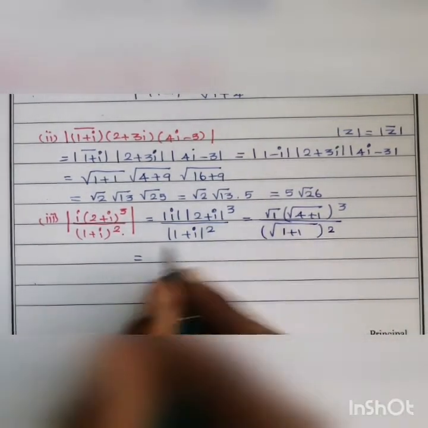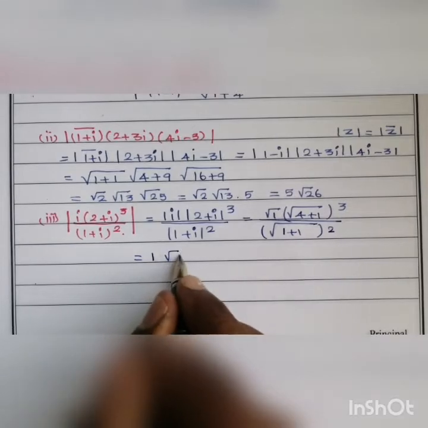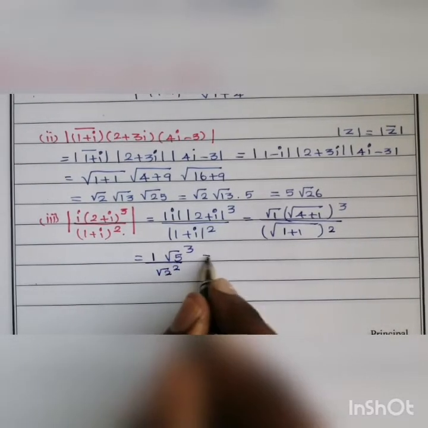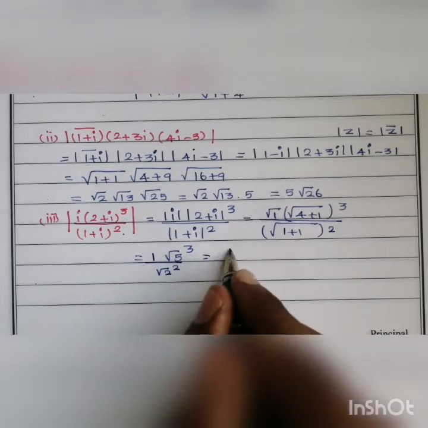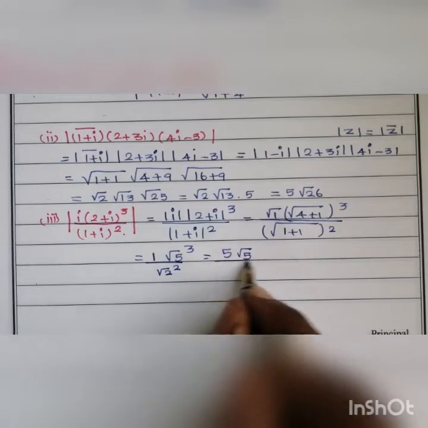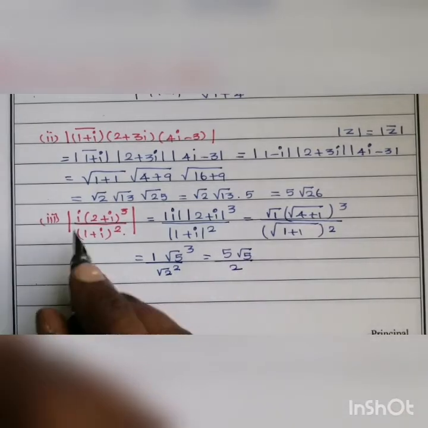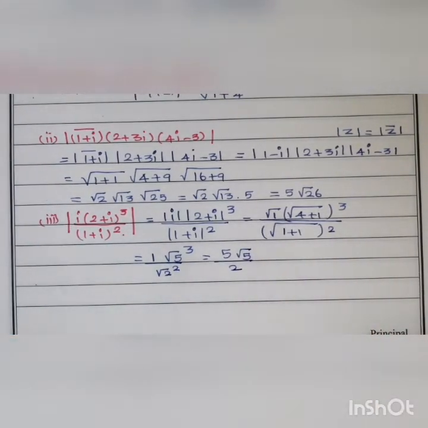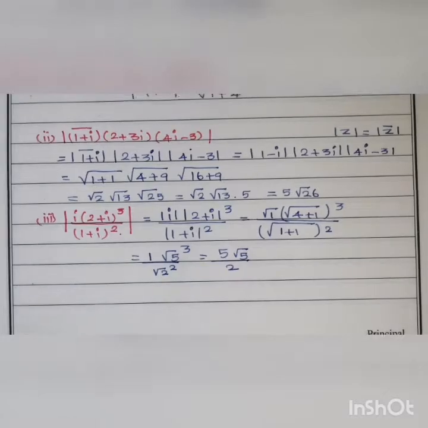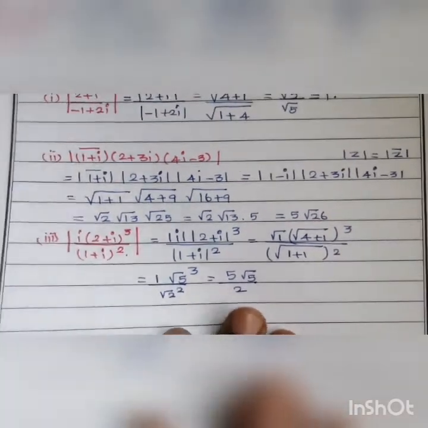Now, square root of 1 is 1, that is root 5 the whole cube divided by root 2 the whole square. Root 5 whole cube is nothing but 5 root 5, divided by 2. So, this is the value of the modulus of i into (2 plus i) the whole cube divided by (1 plus i) the whole square, that is equal to 5 root 5 divided by 2. Okay. The next example is 2.11.